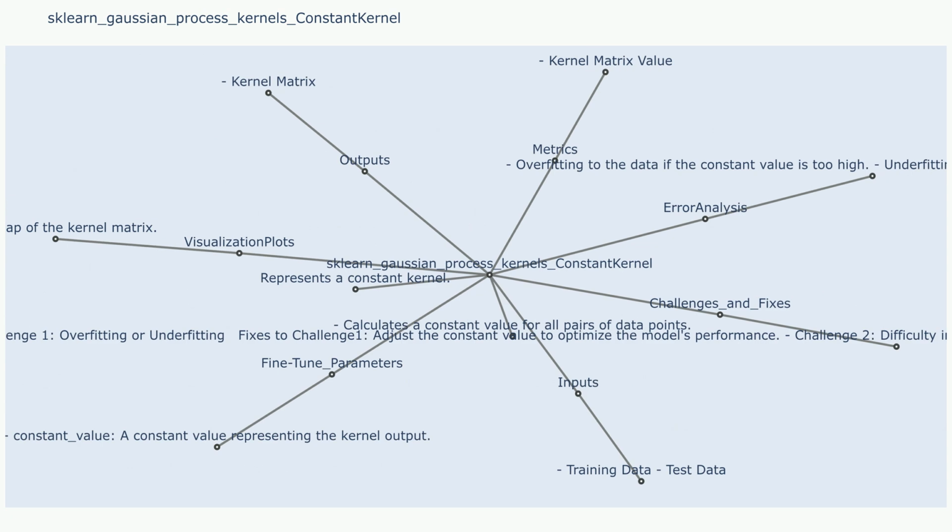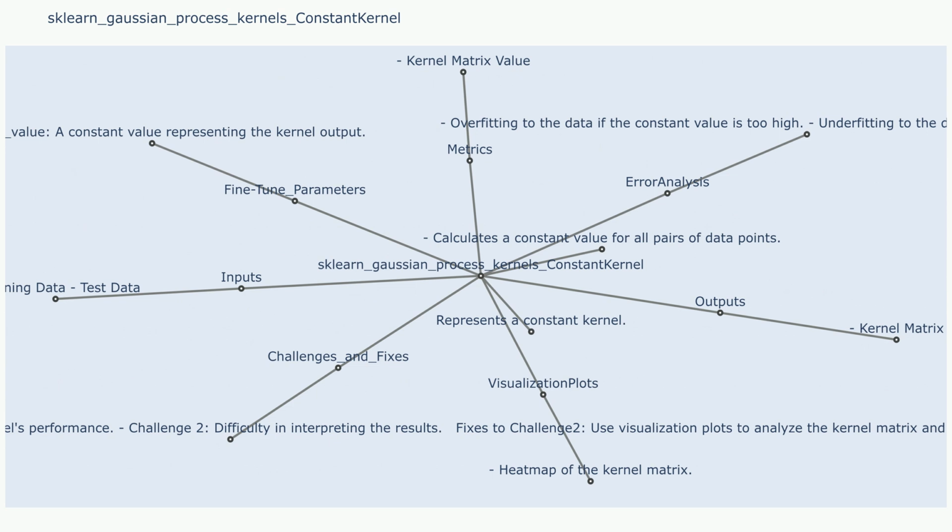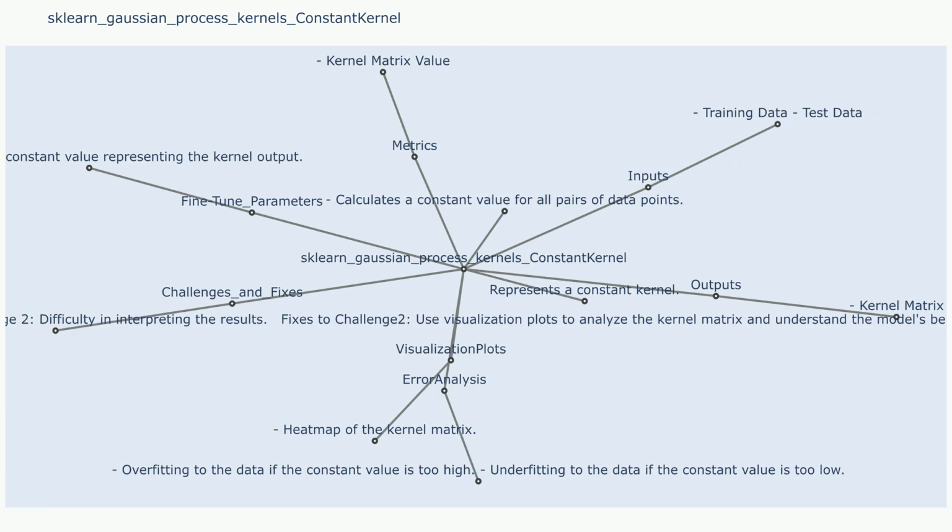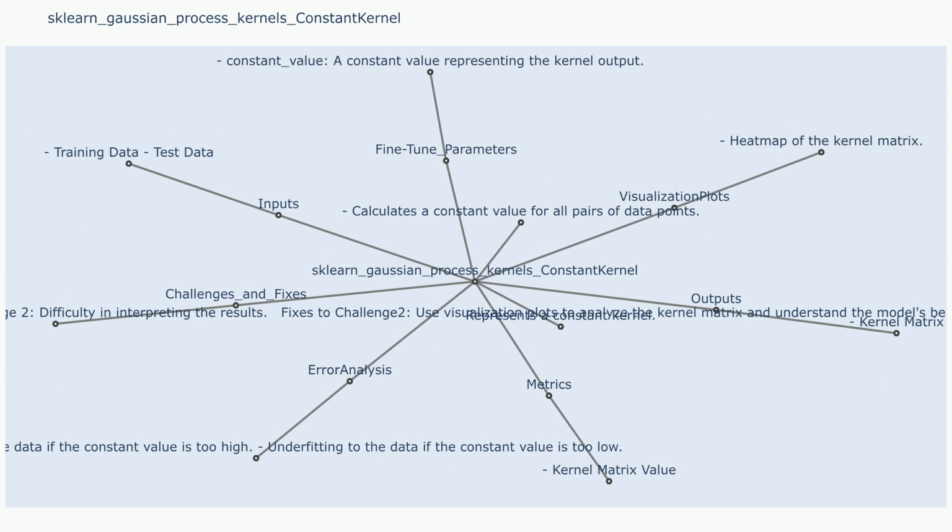Steps. The constant kernel takes the input data X and calculates the similarity between each pair of data points. The kernel matrix K is then calculated using the formula K[i, j] = constant value. Metrics. R squared measures the proportion of the variance in the target values that is explained by the model. Mean squared error (MSE) measures the average squared difference between the predicted values and the actual values.